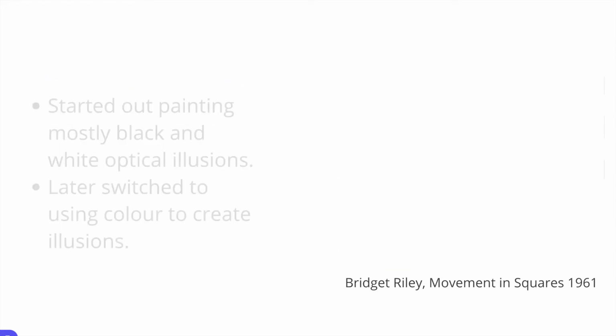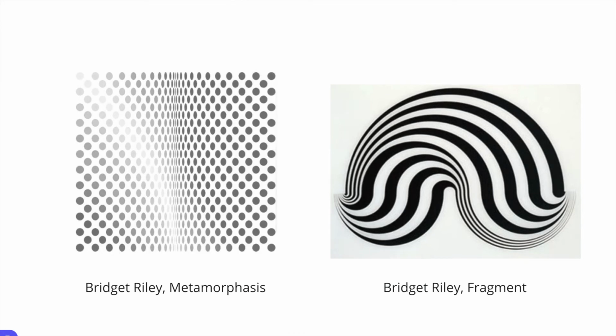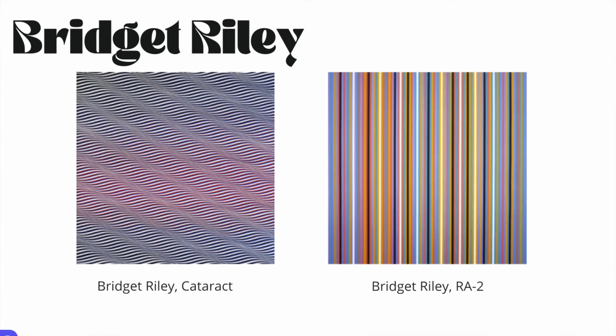Let's look at a couple more of her black and white examples. This one's called Metamorphosis, and this one is called Fragment. And then here are 2 examples of her work with color. This one's called Cataract on the left. That one definitely is doing a vibration effect for me when I look at it. And Ra 2.